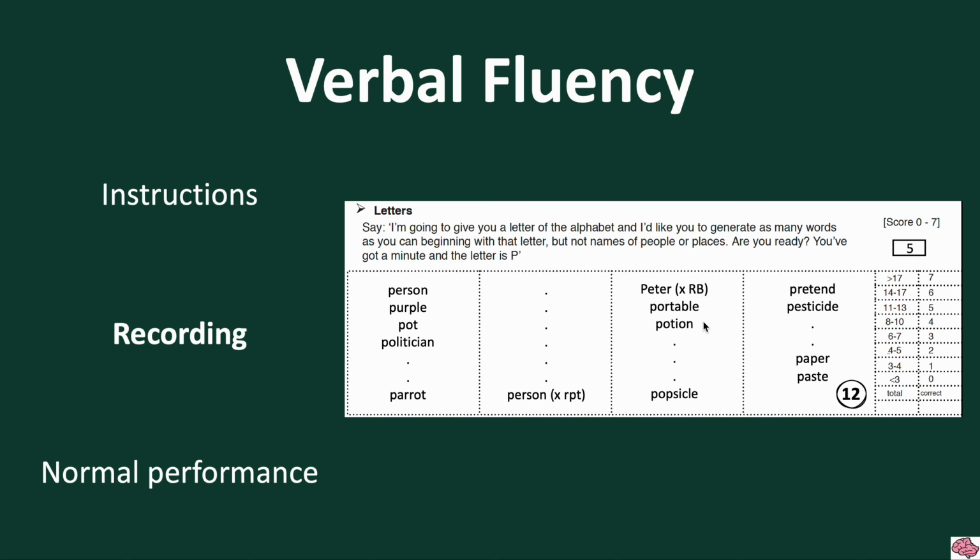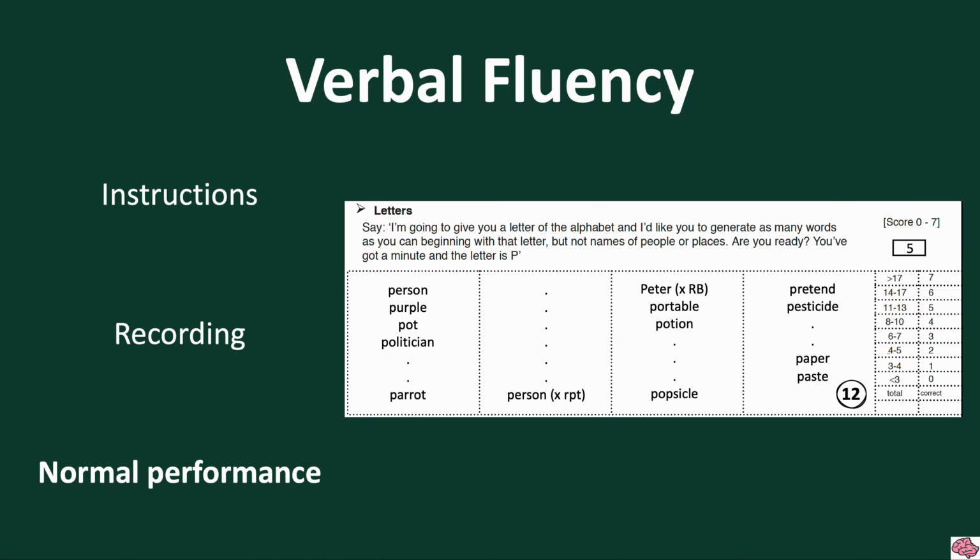Then they managed to get off a few more words, another brief pause, another few words, a very brief pause, and then 2 more words for a total of 12 P words, excluding 1 repeat and 1 rule break. In the Addenbrooke's cognitive examination, the result of 12 P words corresponds to the 11 to 13 range, and so they scored 5 out of 7.